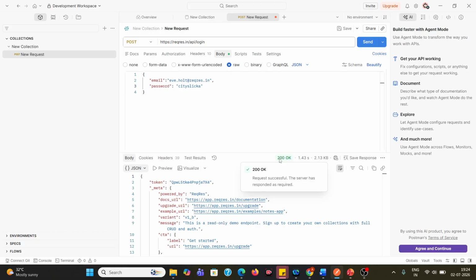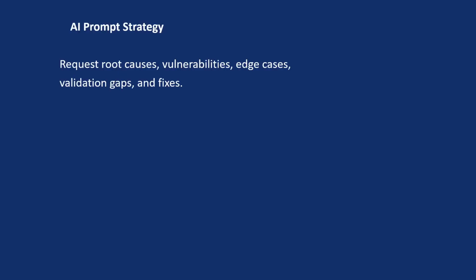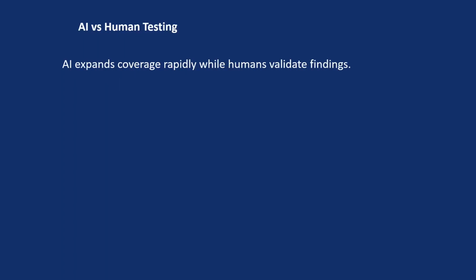Now what does AI do differently here? AI does this instead. It will generate 20 to 50 test cases instantly. It covers security attacks, boundary values, invalid formats, and performance risks. So AI doesn't just test the API, it breaks the API in imagination. That is the beauty of testing APIs with AI.